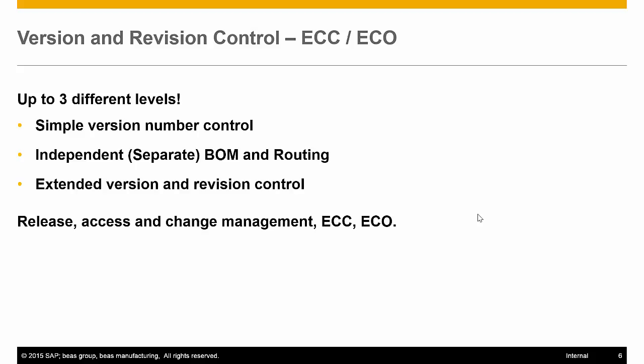And we also provide the possibility to manage an extended version and revision control where you can manage independent bill of materials and routing per each version, and you can recall the different versions. You can add documentation and more per each one of the different versions. This is also related with new possibilities to release versions and access and change management, engineering change control, and engineering change order, which we will see now directly in the system.